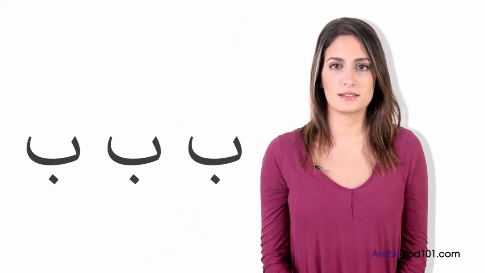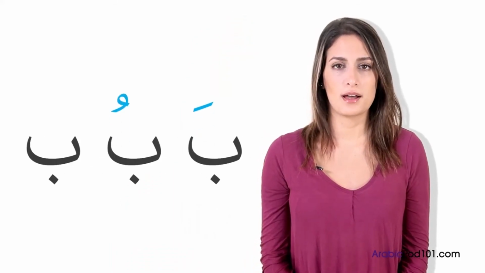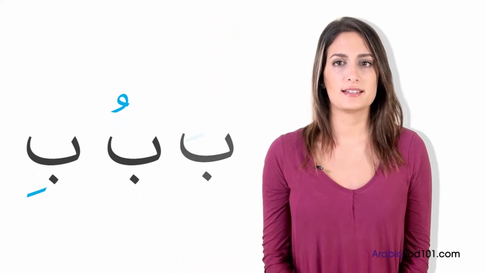That's it for these lessons. Did you remember most of them? Keep practicing and you'll get better. Now it's time to learn another voweling sign. In the previous review lesson, we learned the fatha, dhamma, and kasra. In this lesson, we will learn the shadda.